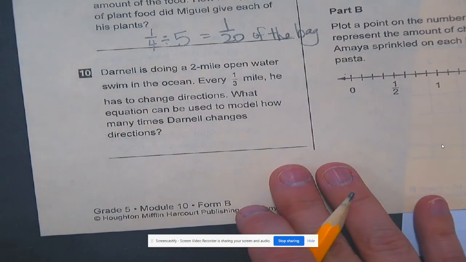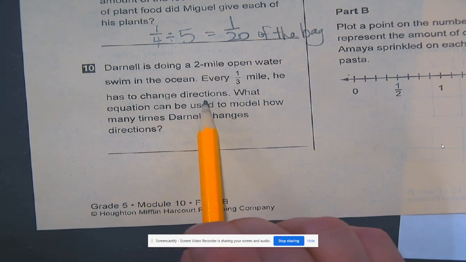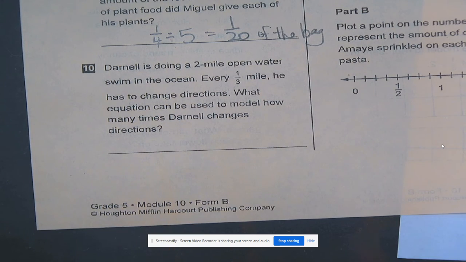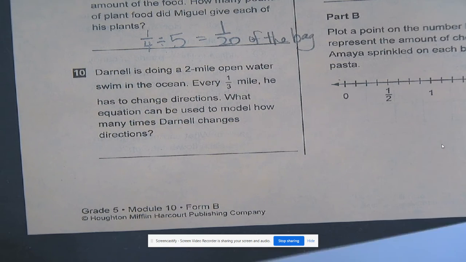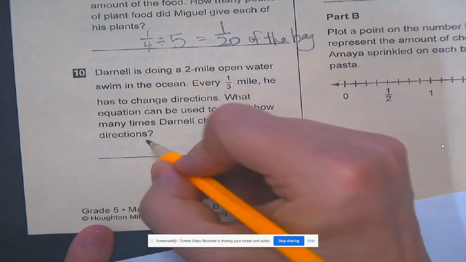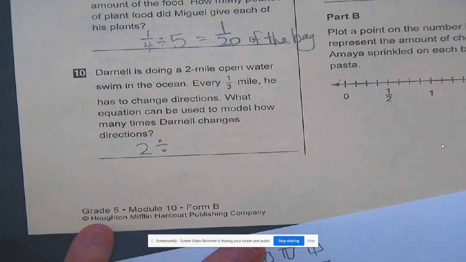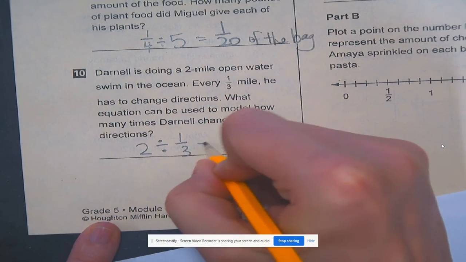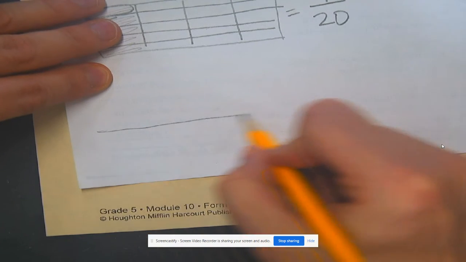Okay, Darnell is taking a 2-mile open water swim in the ocean. Every 1/3 mile, he has to change directions. What equation can be used to model how many times Darnell changes directions? What is the whole that is being divided up? I just gave you the answer. The whole is 2, right? So 2 divided by, every 1/3 he's changing directions. So what are we dividing by? 1/3 equals, okay? I'm going to put that on a number line since we're doing miles.